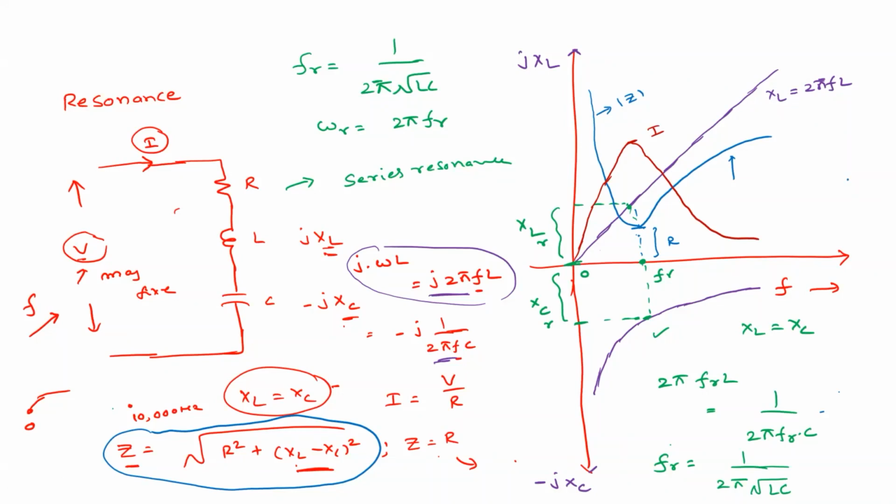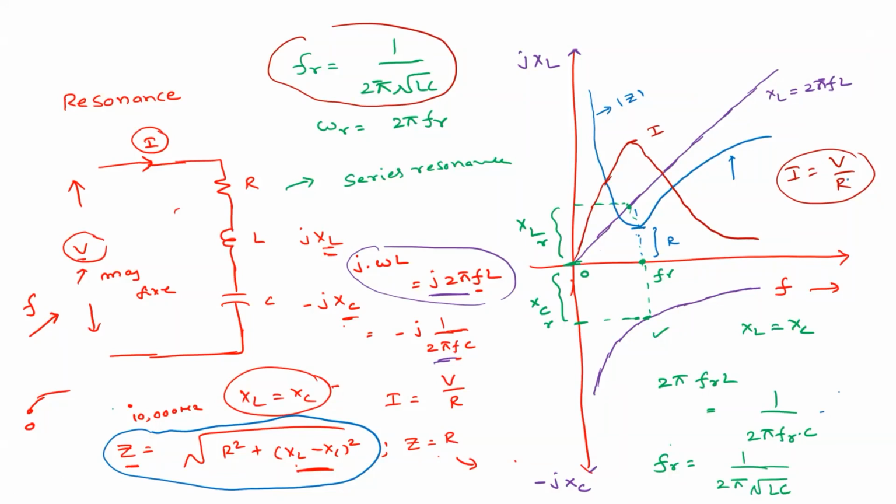Clear? In series resonance, the impedance is minimum, equal to the resistance of the circuit, and the current is maximum. What is the current here? I equals V by R. So that is the current. The resonant frequency formula is 1 by 2 pi square root LC, and omega_r equals 2 pi into f_r.